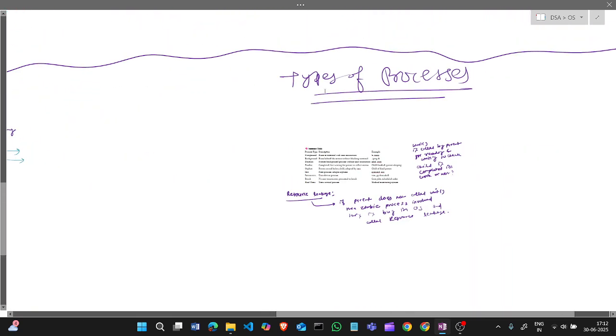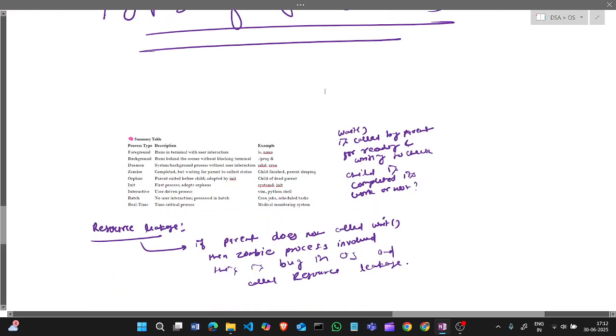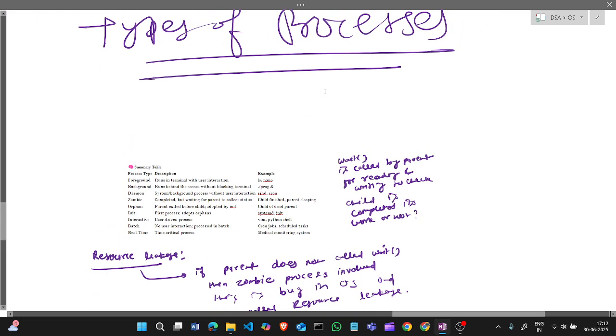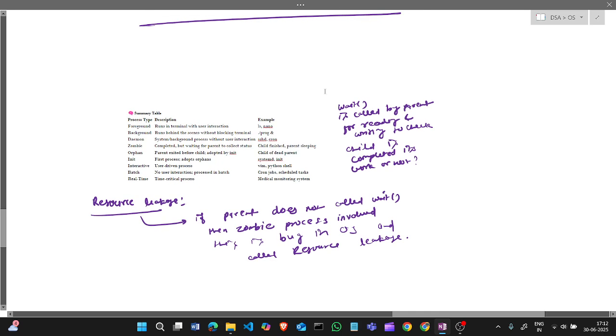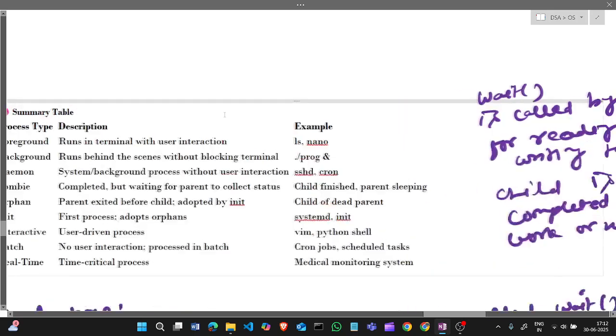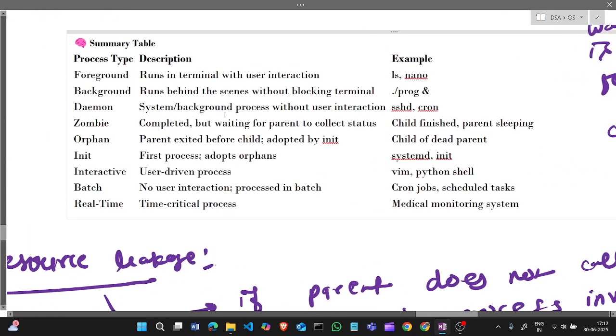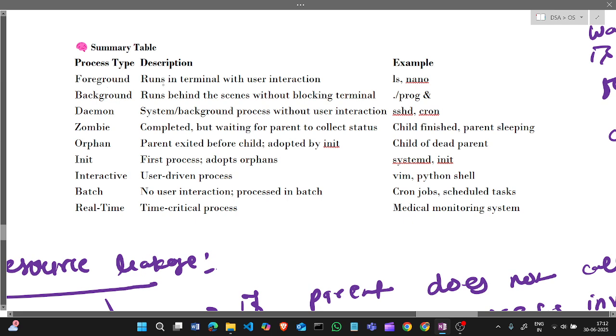Now see the types of process. Types of process means there are several kinds of processes. So this is the overview of types of process. Foreground and background processes are there. Foreground runs in the terminal with the user. Then the daemon process: a system or background process without user interaction. Where user interaction is not there, the process runs in the background. This process is called a daemon process.